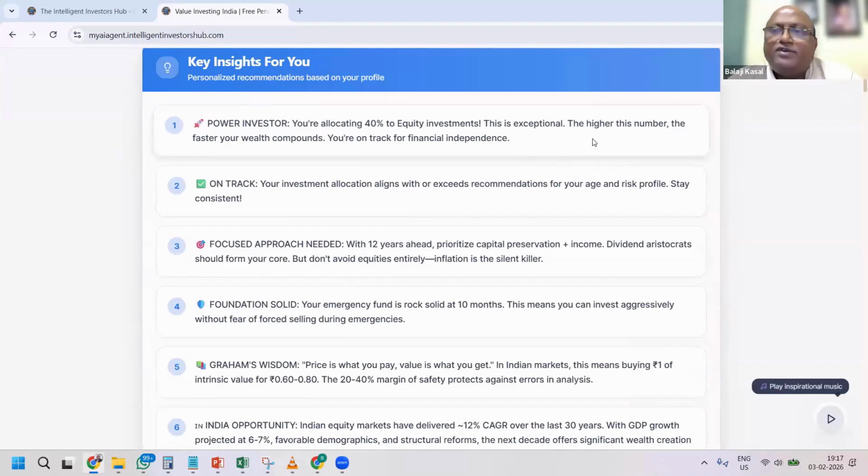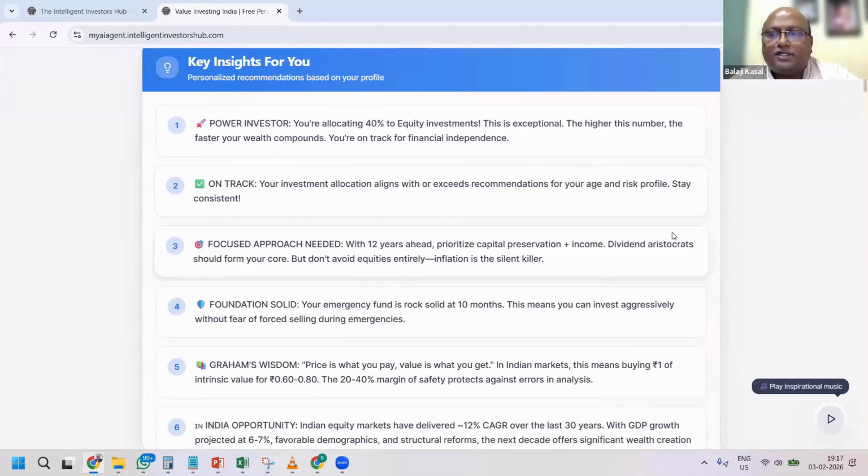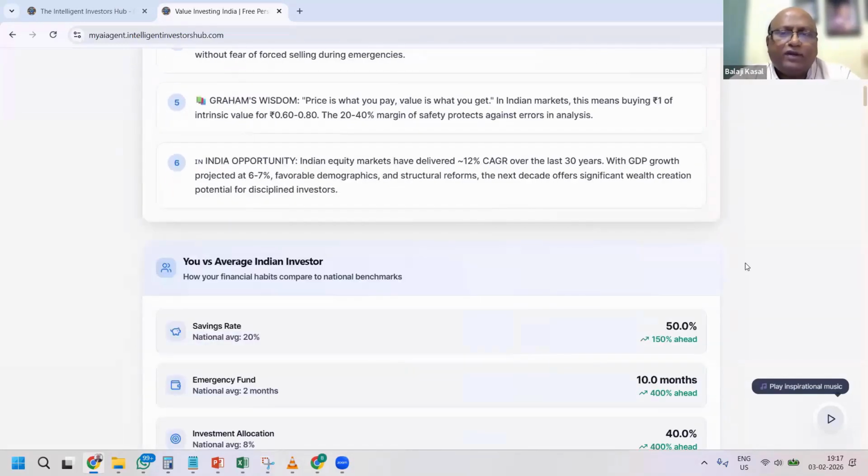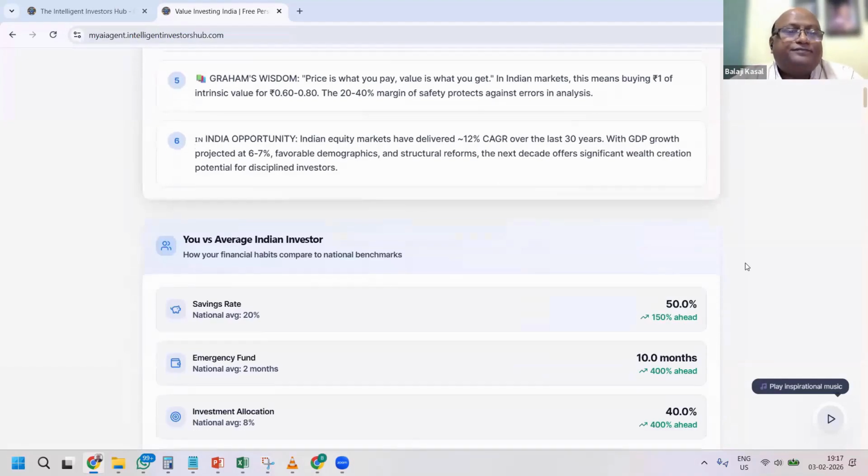The higher is better, of course, always. The faster your wealth compounds, you are on the track to financial independence. Right? That's what it says to me. On track: your investment allocation aligns with the recommended for your age and risk profile, stay consistent. That way it gives a summary, key insights based on the profile, input, goals, and so forth. I'm just going fast for now. You can go one by one later.